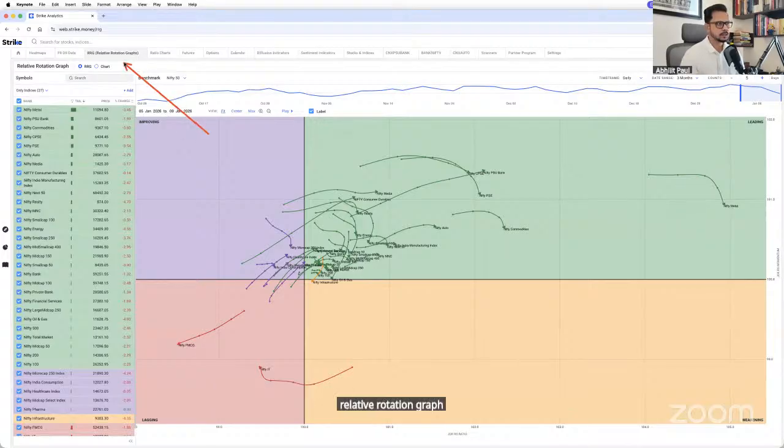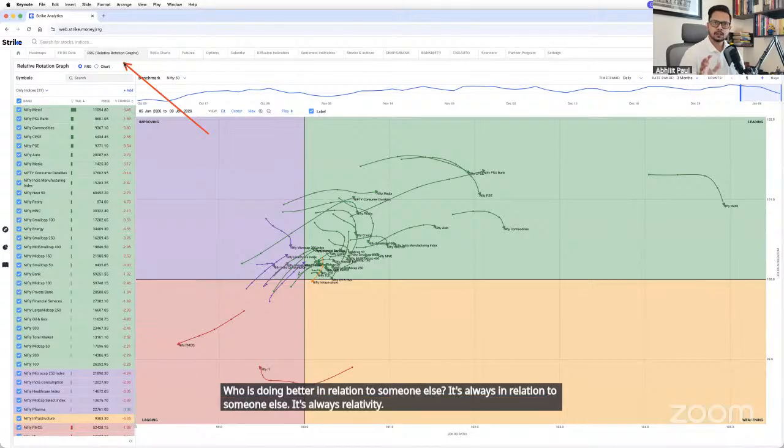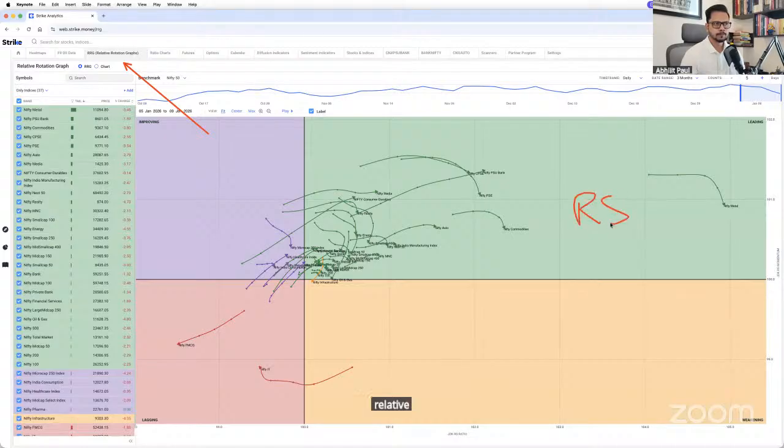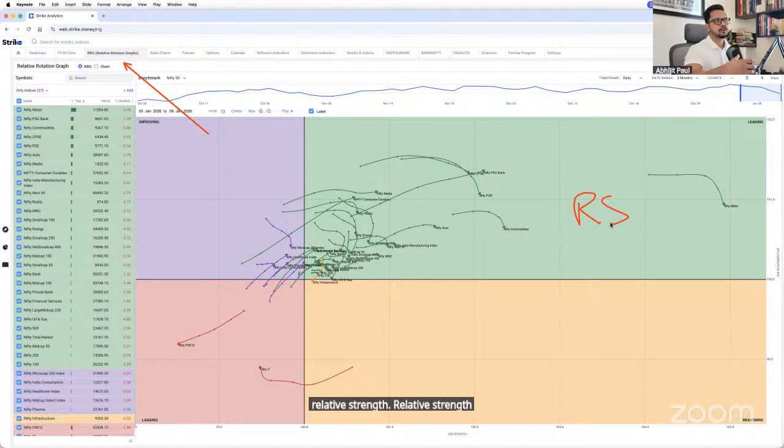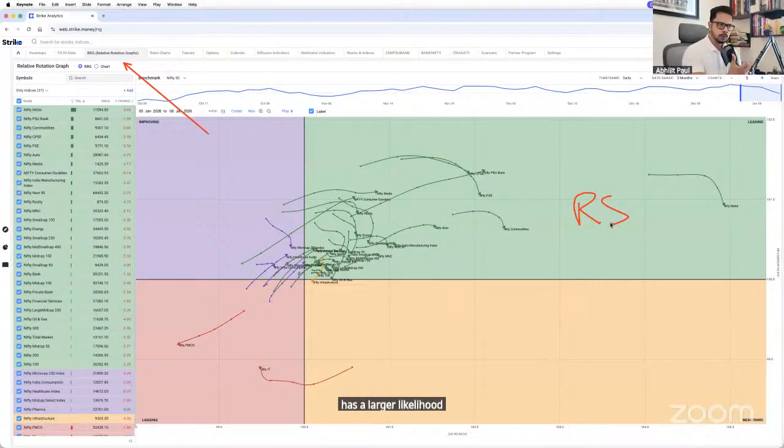Relative rotation graph, RRG, is a tool which helps us to figure out who is doing better in relation to someone else. It's always in relation to someone else. It's always relativity, which is essentially relative strength. Relative strength sits on the foundation that whoever is strong today, the sector or stock, in relation to someone else, has a larger likelihood that they will continue to show strength. The other side of the coin is that the sector or the stock that's relatively weaker or underperforming today has a greater probability that it will continue to underperform.